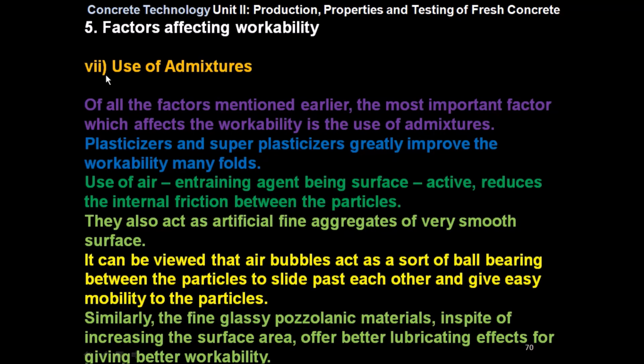The seventh factor affecting the workability is the use of admixtures. Of all the factors mentioned earlier, the most important factor which affects the workability is the use of admixture. Plasticizers and superplasticizers greatly improve the workability many folds. Use of air entraining agent, being surface active, reduces the internal friction between the particles.